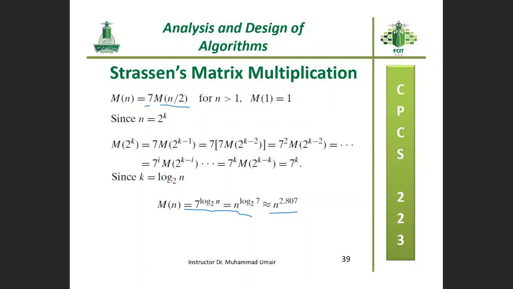So if you solve it by backward substitution, you can again see the result is n raised to the power 2.807. What was the efficiency of multiplying the matrices in the standard form? It was n cube, and you can see the result is improved, although not very significantly, n raised to the power 2.8. That's why I was saying that these examples use the divide and conquer approach, but they are not improving the result very significantly.